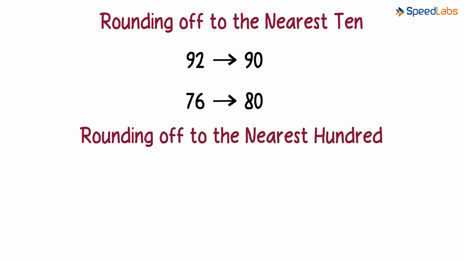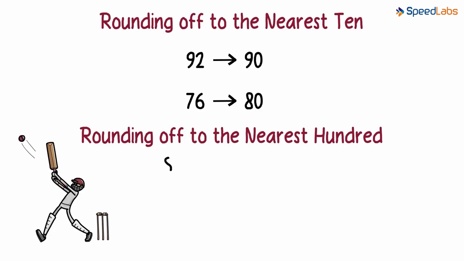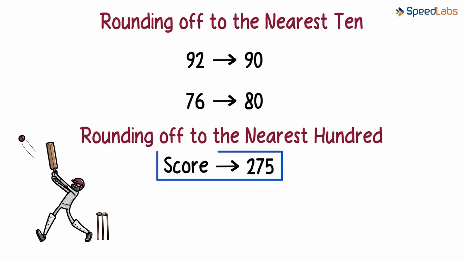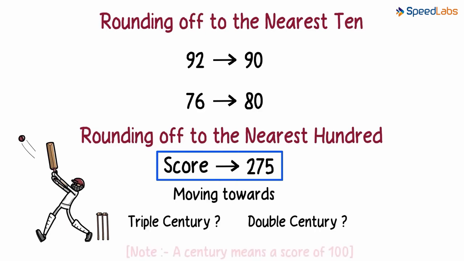Let's say your favorite batsman is playing and he has made 275 runs in a test match inning. In this case, is he about to score a triple century or a double century? Yes, you did the right estimation. He's about to score his triple century, which means 300.